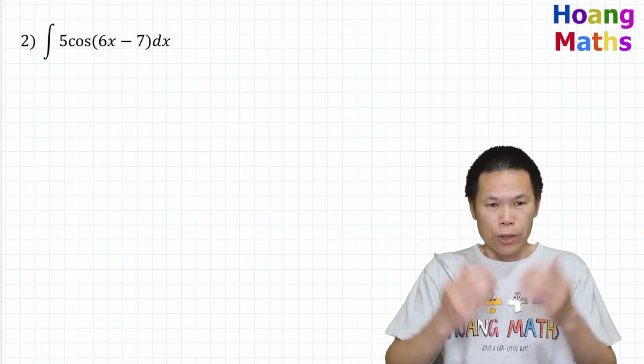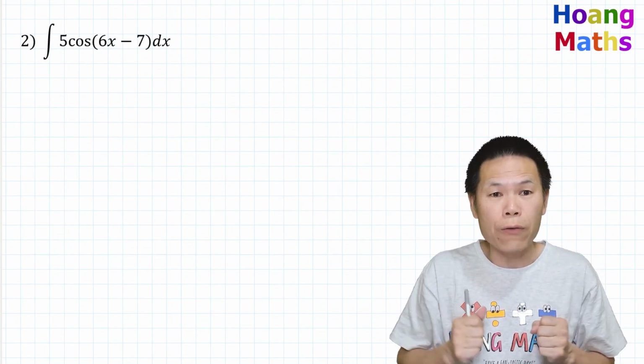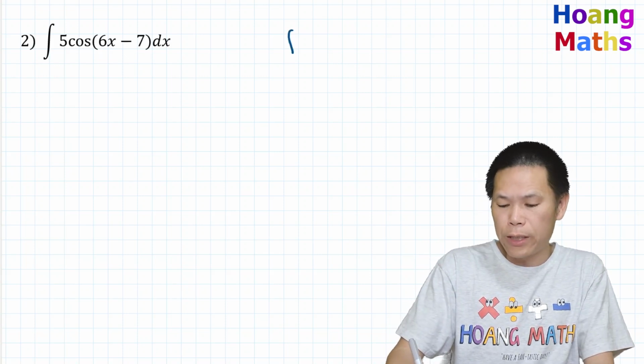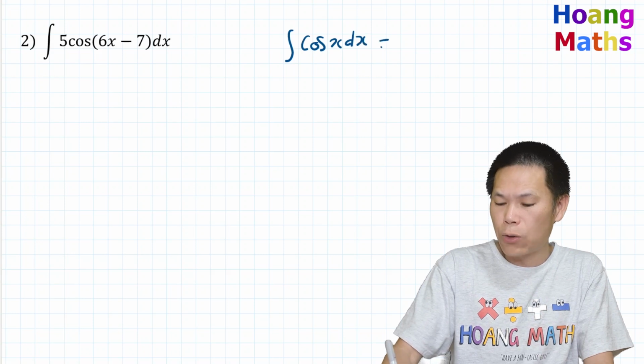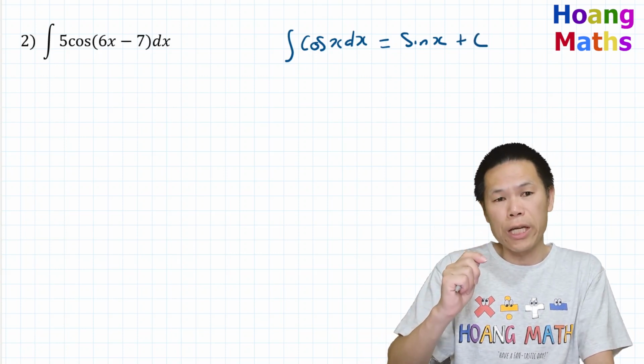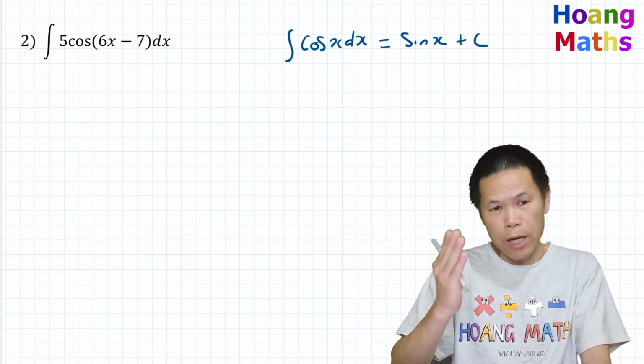Question number 2. We need to know that integrating cos x will give me sine of x. So just write this down: integrating cos of x is equal to sine of x plus a constant, because differentiating sine will give me cos. Keep that in mind.